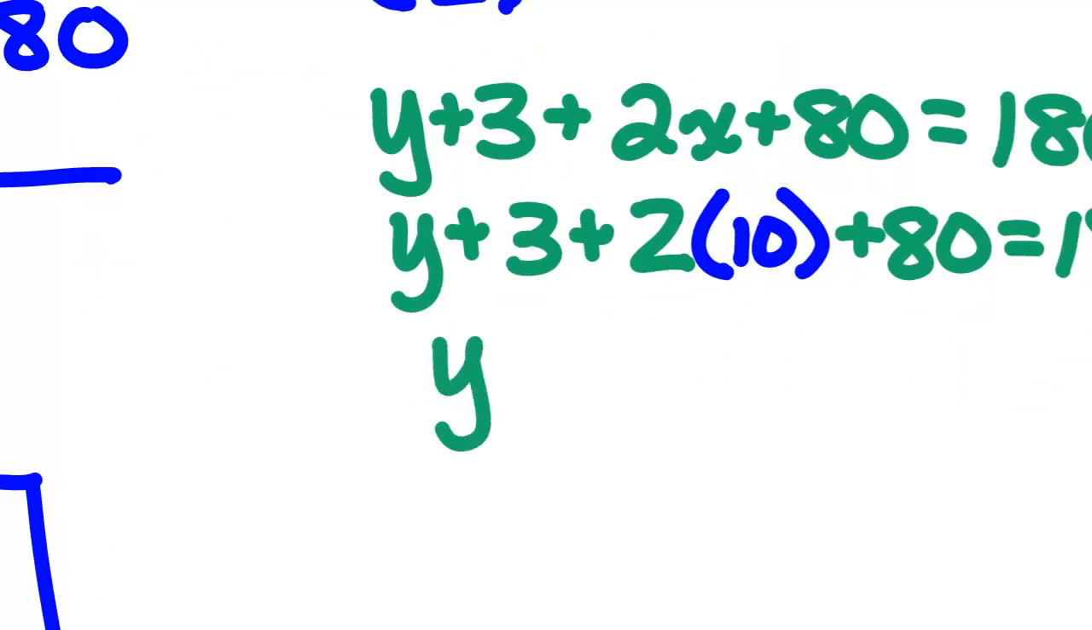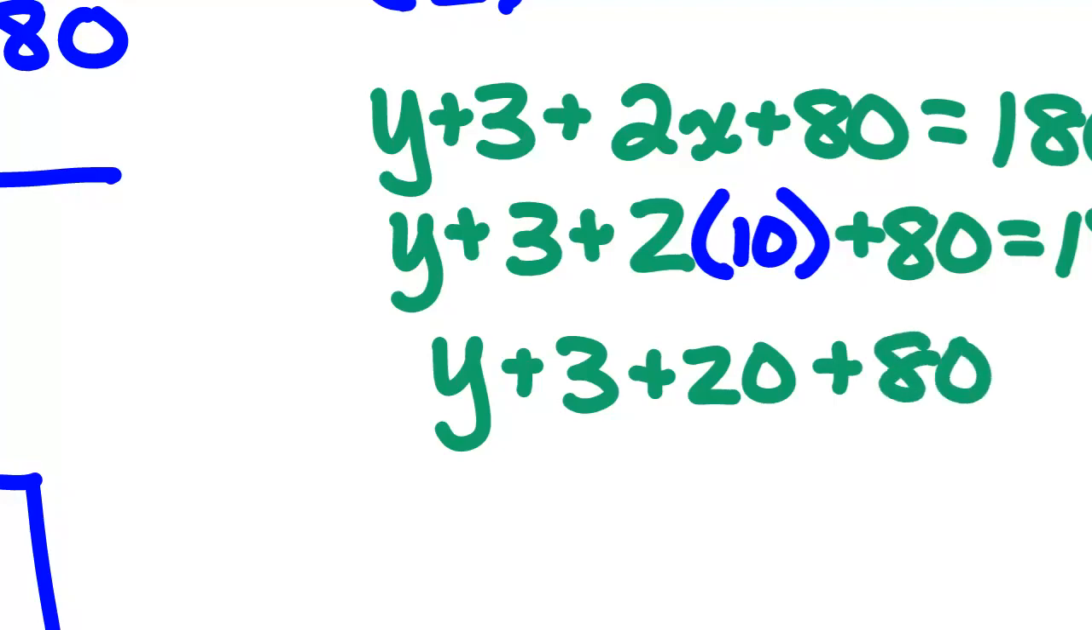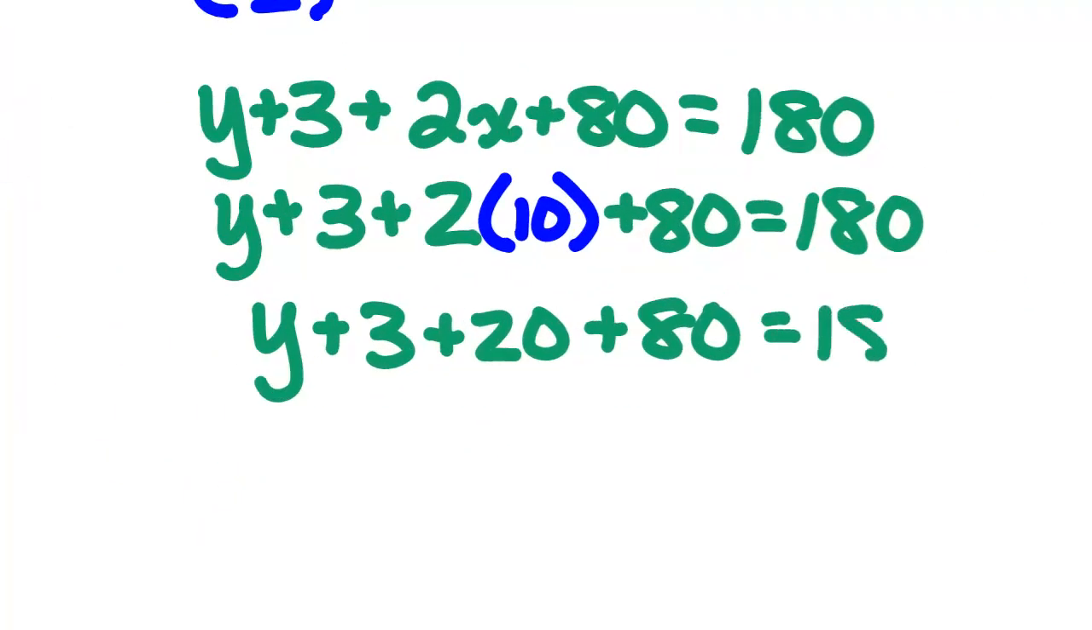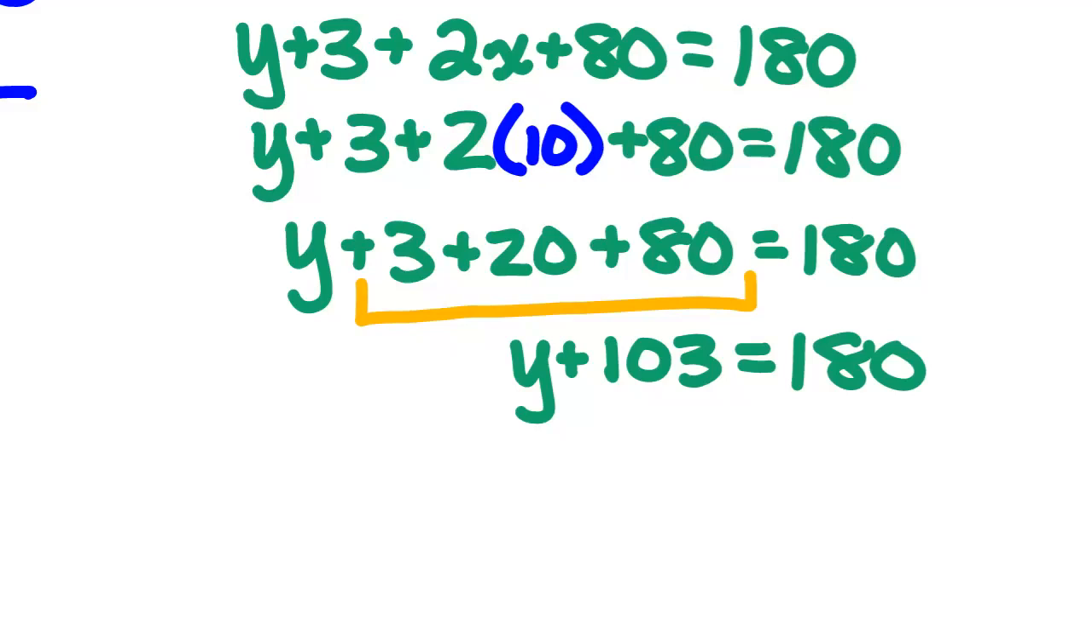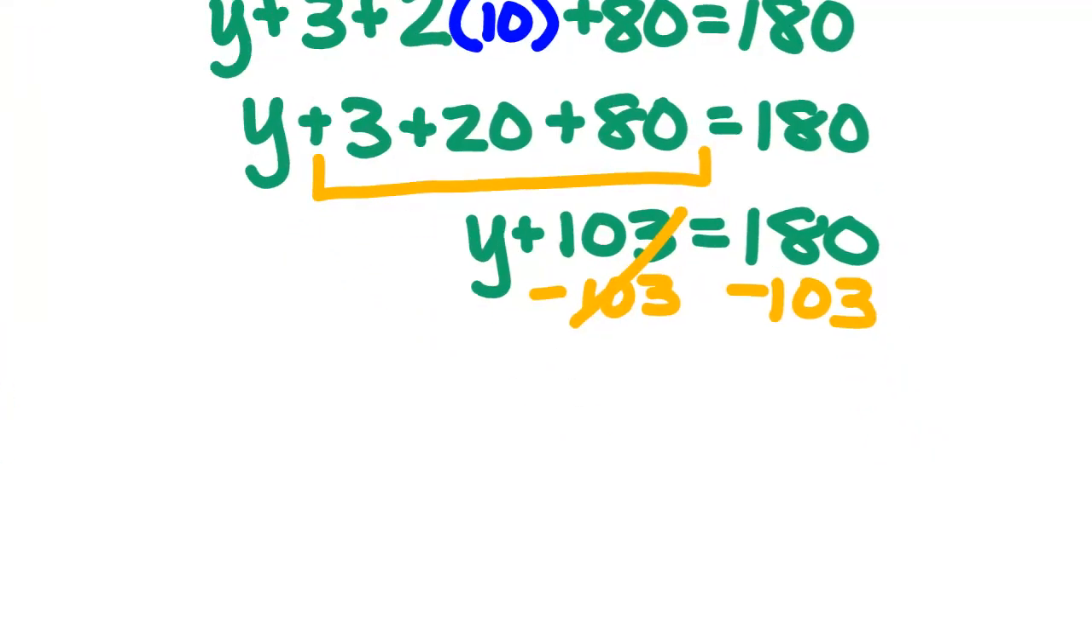Two times 10 is 20, so I have y plus 3 plus 20 plus 80 equals 180. What do I get when I combine my constants together, the 3, 20, and 80? 103. So y plus 103 equals 180. Then I subtract 103 from both sides. I get y equals 77.